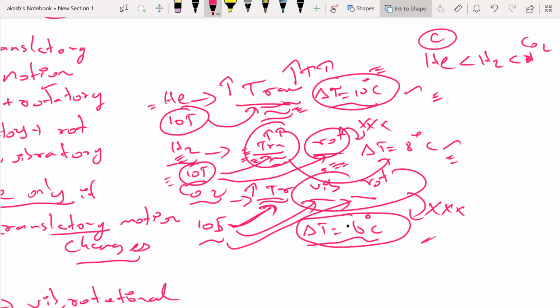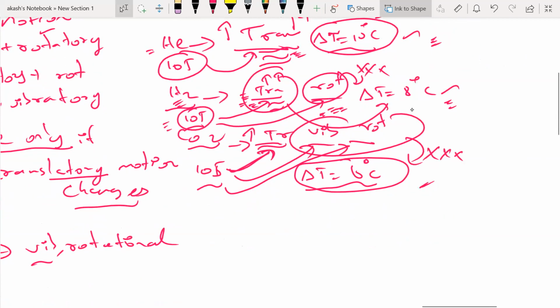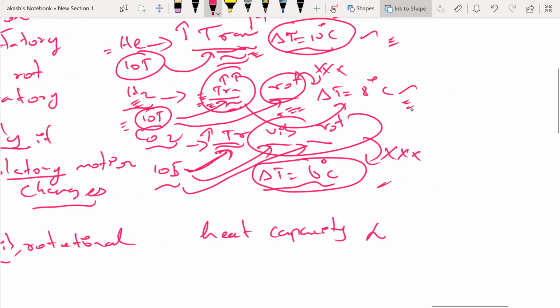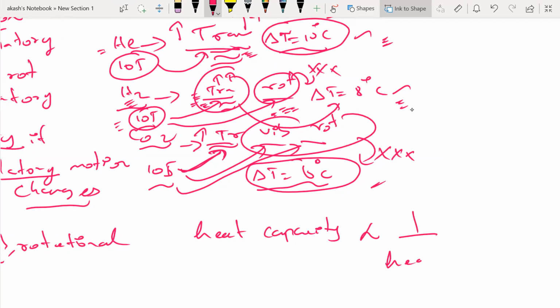Okay. So people, I will tell you one more point, and you'll be able to connect this very easily. The heat capacity is inversely proportional to the heat conductivity. Or I can even say it as heat sensitivity.